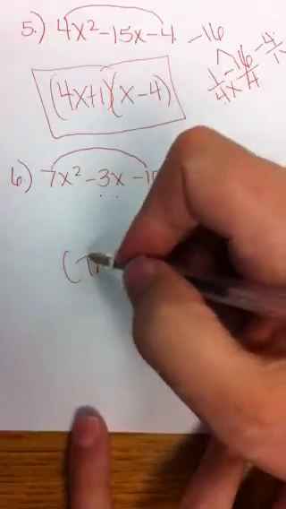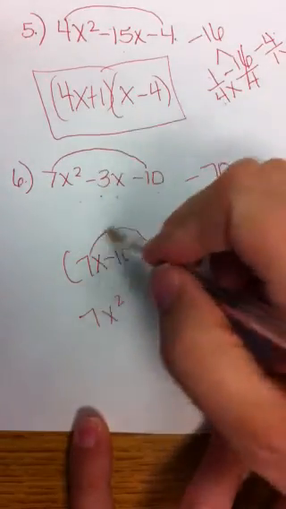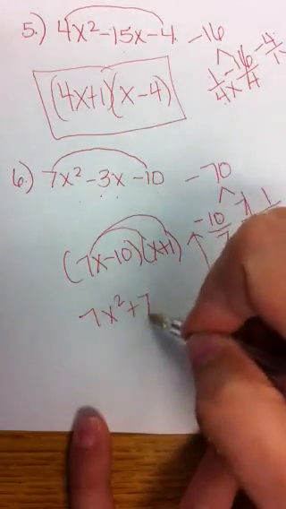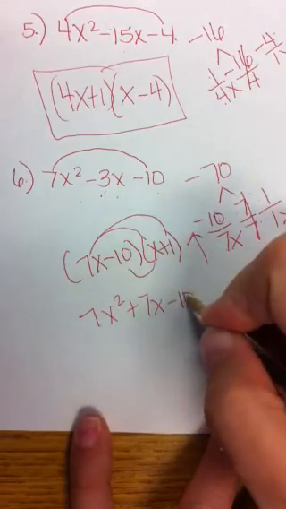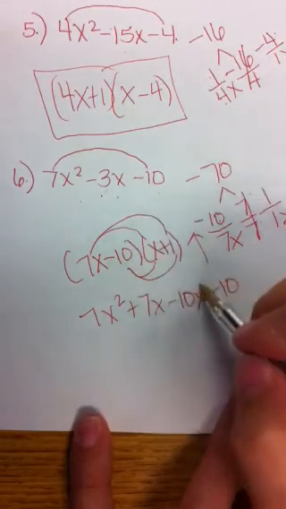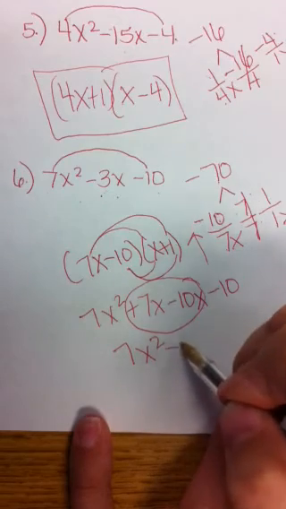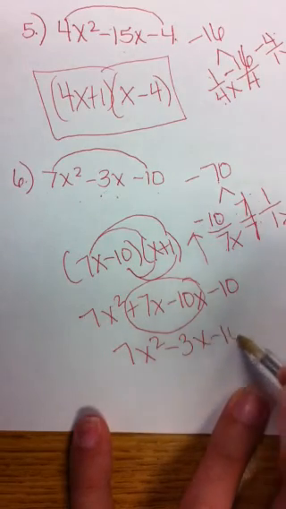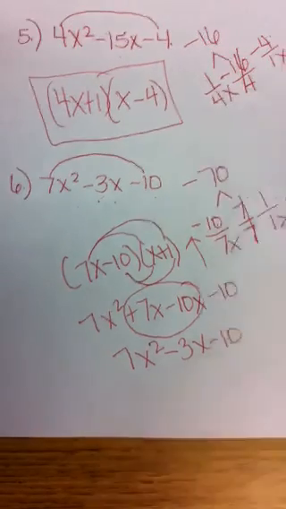doing distributive property. 7x and 7x, 7x squared. 7x and 1, 7x. Negative 10 and x, negative 10x. Negative 10 times 1, negative 10. And then when you put your like terms together, you end up with 7x squared minus 3x minus 10, which is what our problem was. So that's how you know you have the right answer.